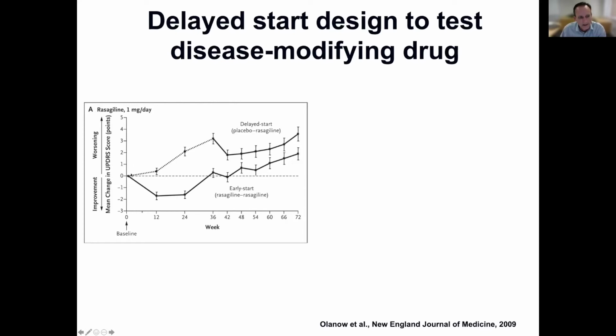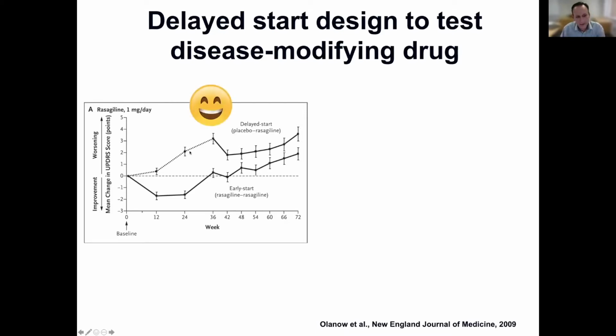And as you can see, the delayed start group got worse over a period of 36 weeks. The early start group that got rasagiline got better over a period of time, and then they started to worsen up to 36 weeks. And so one could ask the question, well, is this a symptomatic effect of the drug or a disease-modifying effect of the drug? And at this moment, at 36 weeks, we don't know. We don't know if it's symptomatic or disease-modifying. You can think of a symptomatic effect of a drug as taking a Tylenol. If you take a Tylenol, it reduces your headache, but it doesn't really treat the underlying disease process. It basically just reduces one's temperature.